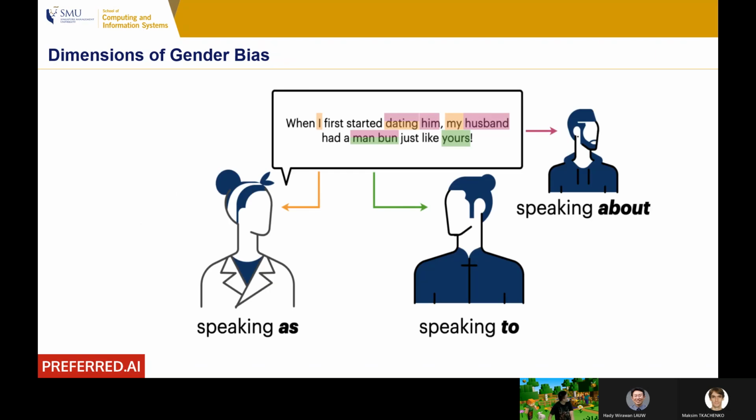Just to illustrate, take this phrase: "When I first started dating him, my husband had a man bun just like yours." With the "I" and the "my husband," you kind of know that the person is speaking as a woman, and she's speaking to a man because there's a man bun just like yours, but she's speaking about her husband.